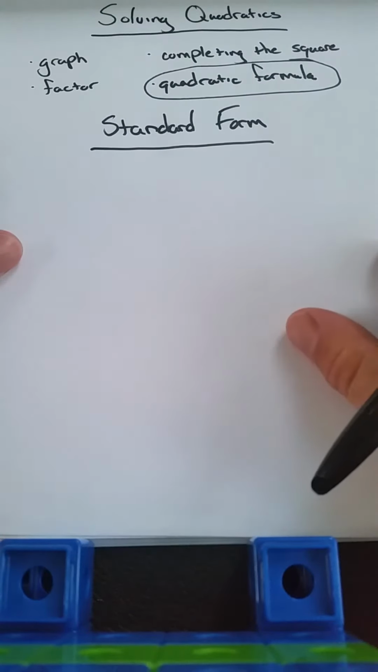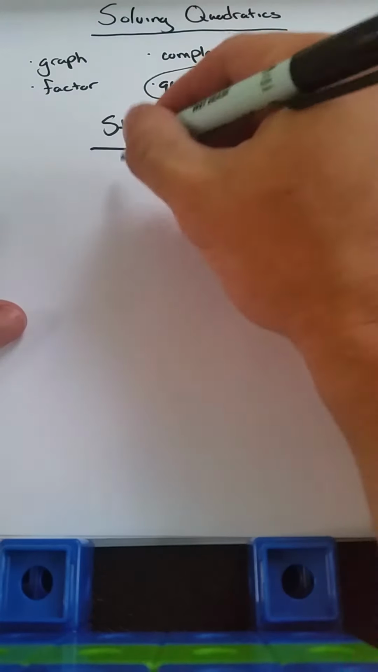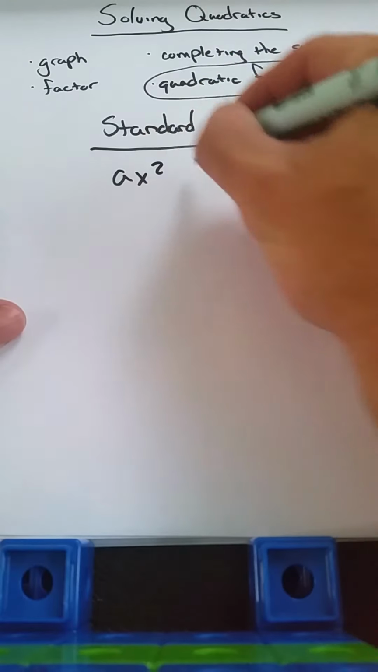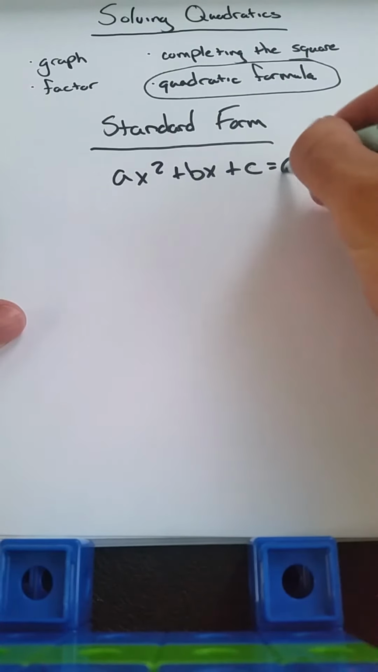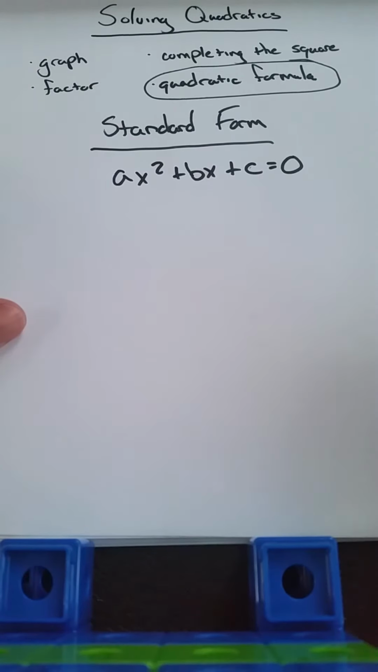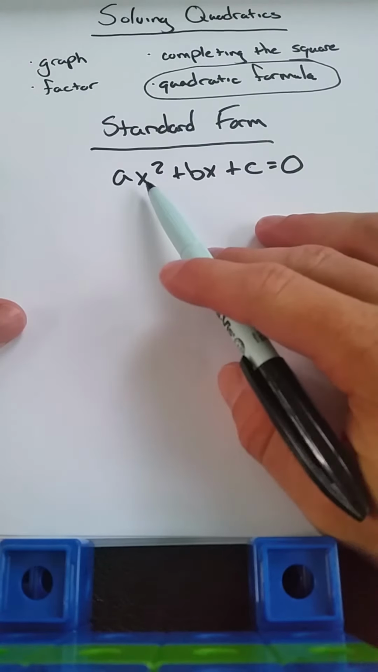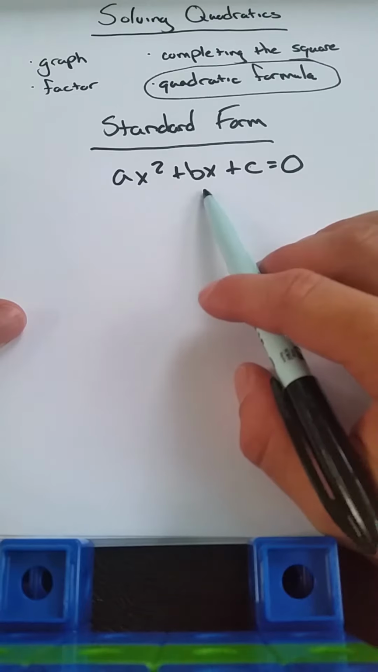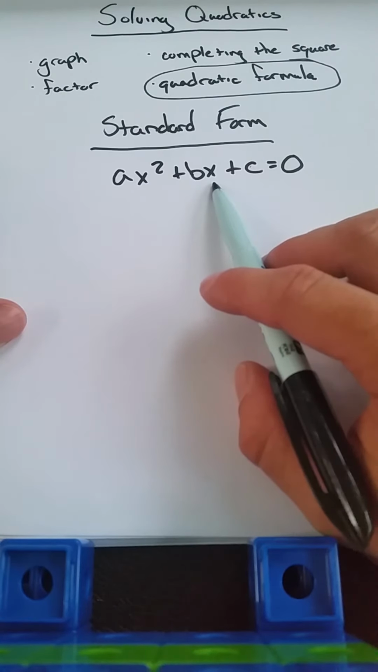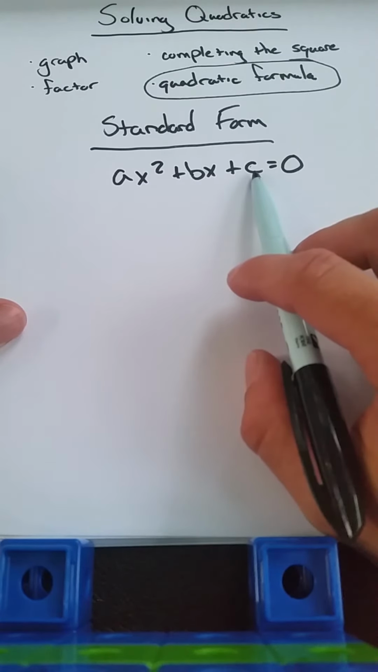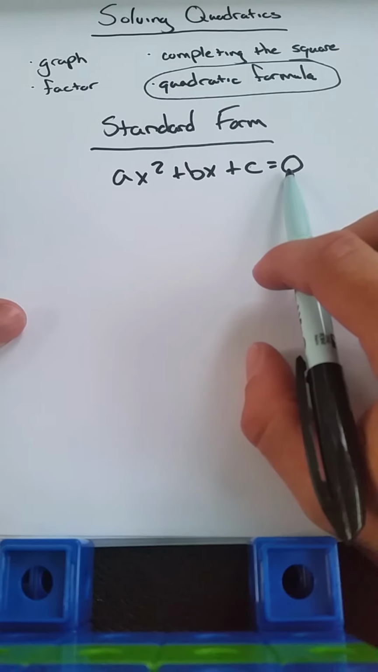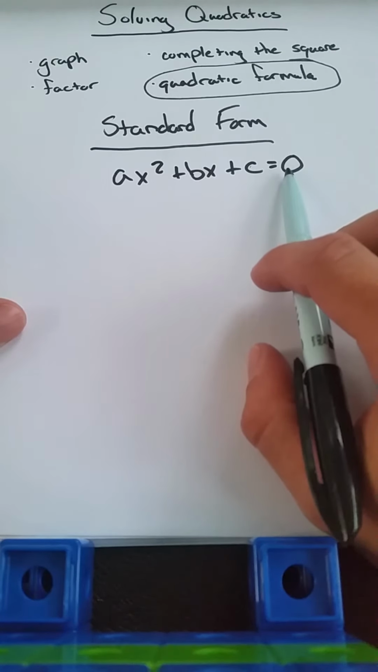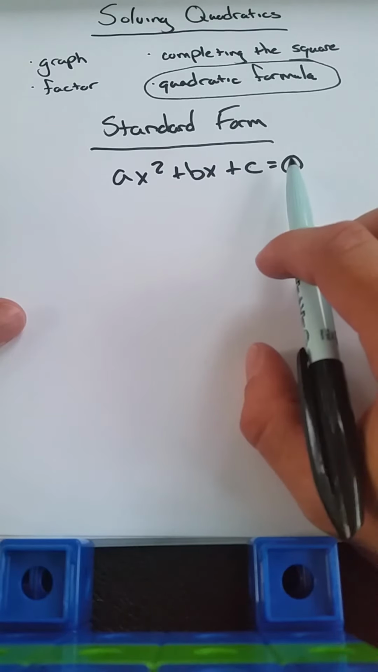First of all, standard form of a quadratic is ax squared plus bx plus c equals 0. The important thing here is that you see that the x squared term comes first, the x term or the linear term comes second, and then your constant term comes last, and it is set equal to 0. This is very, very important. Before we can do the quadratic formula, this must be set equal to 0.